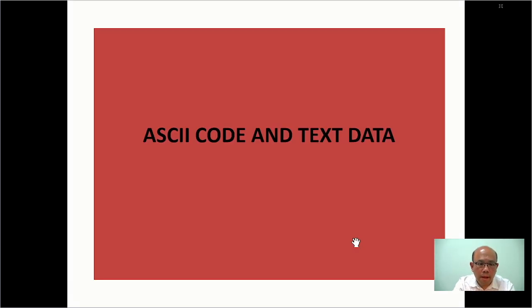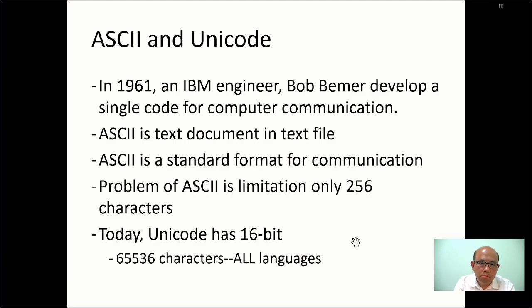Now we talk about the ASCII code and text data. The ASCII code I searched from the internet. I found the ASCII code was created by the IBM engineer Bob Bemer, who developed the single code for computer communication in 1961.